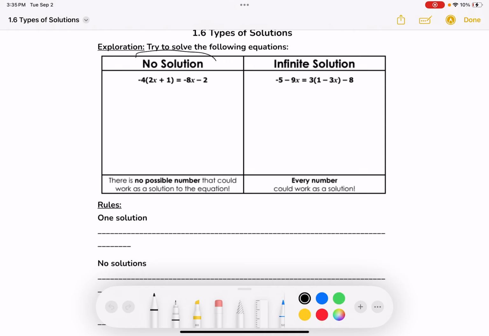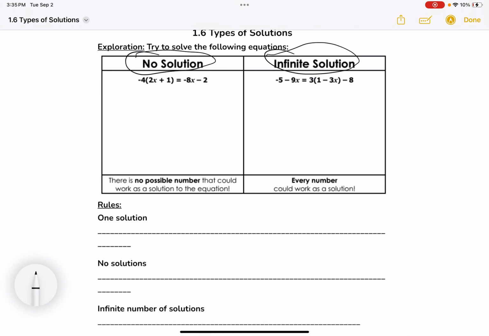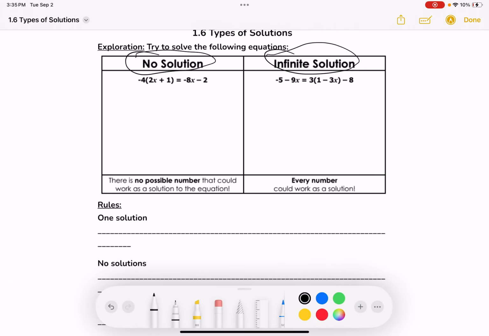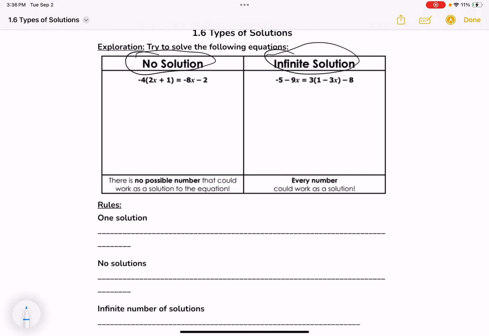Specifically, we are looking at types of solutions. So you'll see right here our topics are no solution versus infinite solution versus having maybe one solution, which is what we're used to. We're used to seeing one solution. But let's see what happens when we have many solutions, infinite solutions, and no solution. So let's take a look for no solution first.